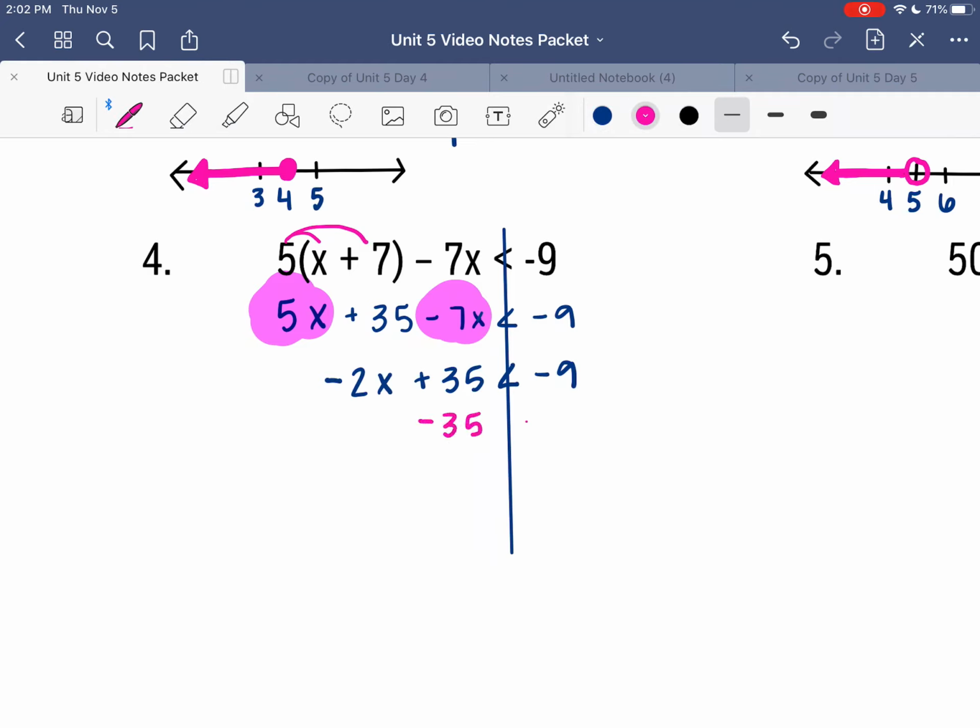I'm going to subtract 35 on both sides, which gives us negative 2x is less than negative 9 minus 35, which is negative 44. And then finally I would divide by negative 2. Which gives me x, and I have to flip my sign because I divided by a negative, is now greater than negative 44 divided by negative 2 would be 22.